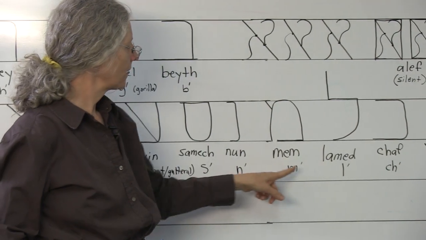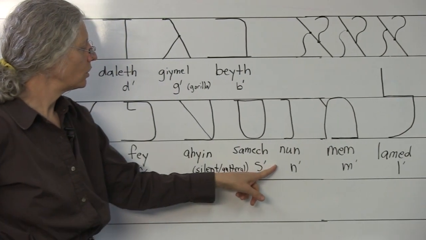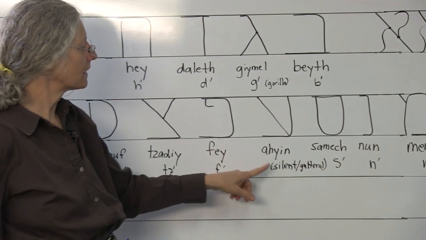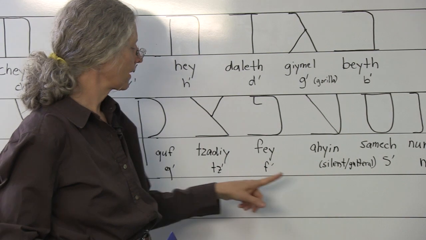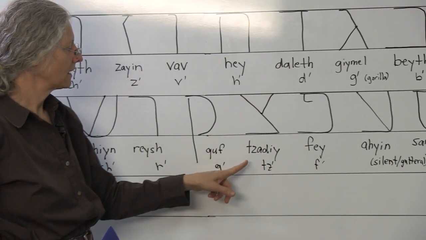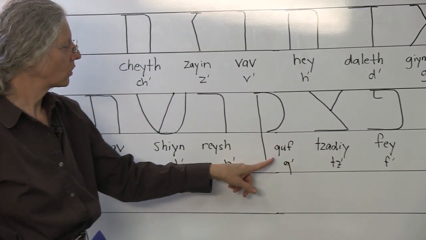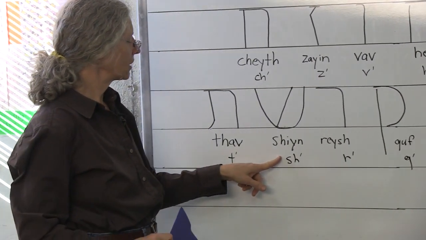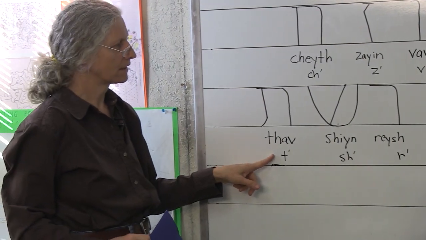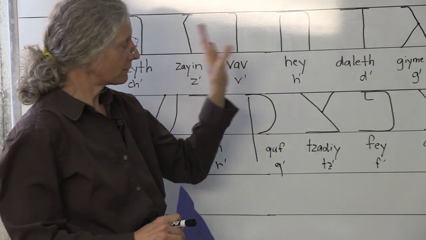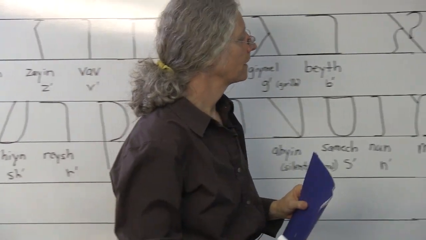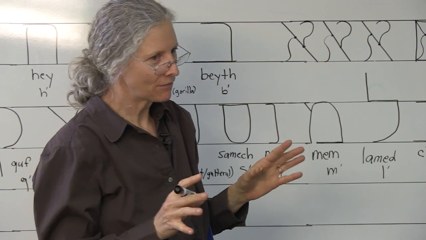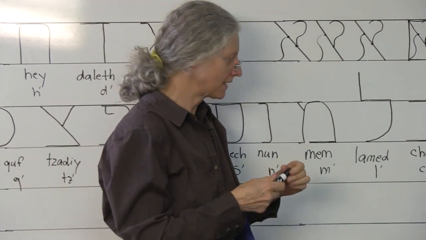Lamed, l. Mem, m. Nun, n. Samech, s. Ayin, silent guttural. Fe, f. Tzadi, ts. Kuf, k. Resh, r. Shin, sh. Tav, t. Okay? Now you could actually just stop there and start reading Hebrew, or at least looking at it on your own. But like I say, it's been around for thousands of years, so it's complicated. Humans have managed to complicate it.